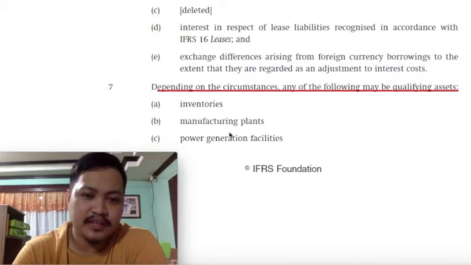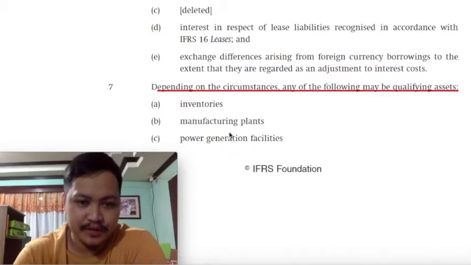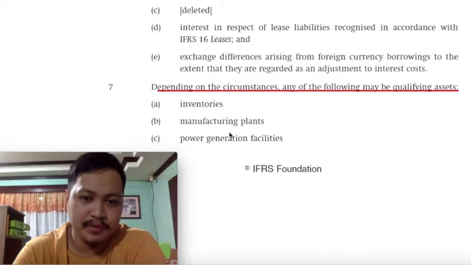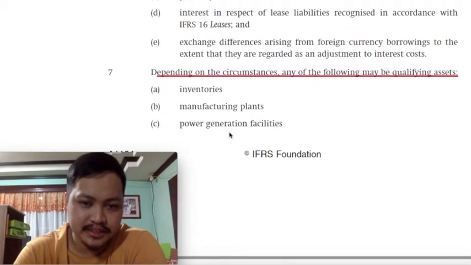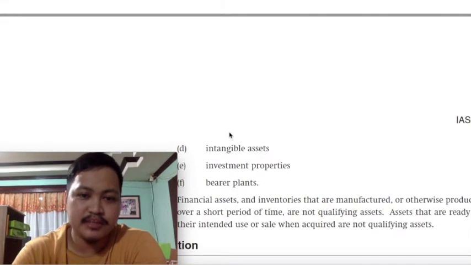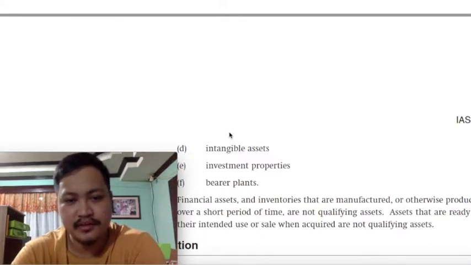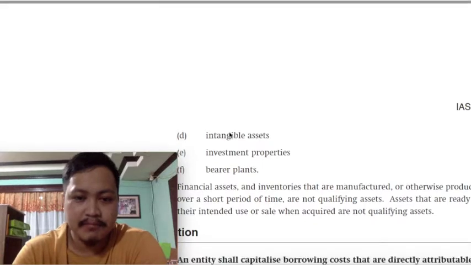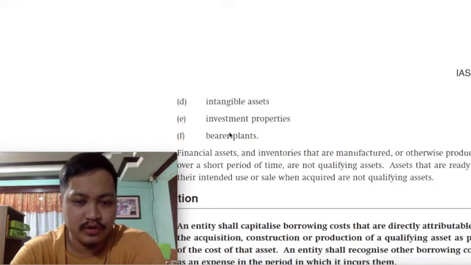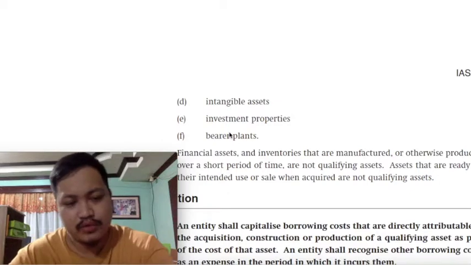So you have here, class, inventories, manufacturing plants. Manufacturing plant is again part of your PPE. Power generation facilities, part of your PPE. Intangible assets, another kind of long-term asset. Investment properties, another kind of long-term asset. Bearer plants, which would be part of your PPE as well. But definitely all these items are long-term assets. So what would be the usual cause for errors on the part of the students?